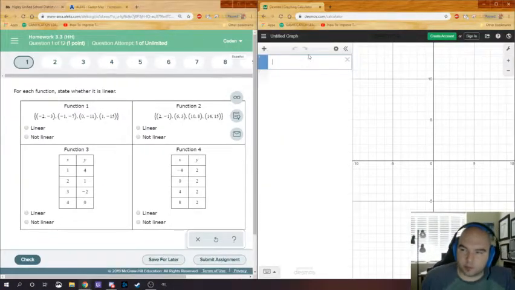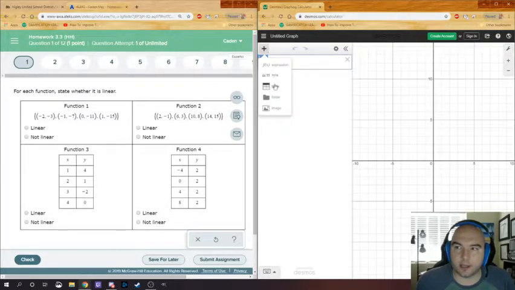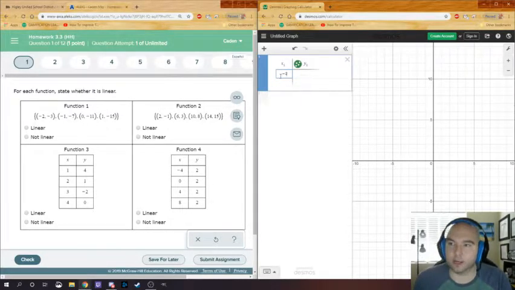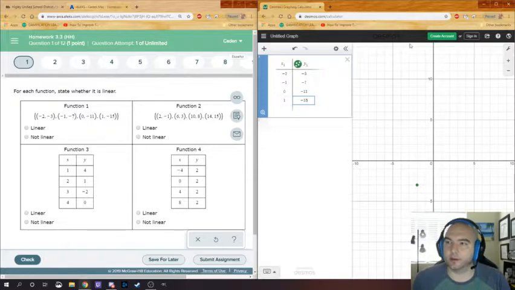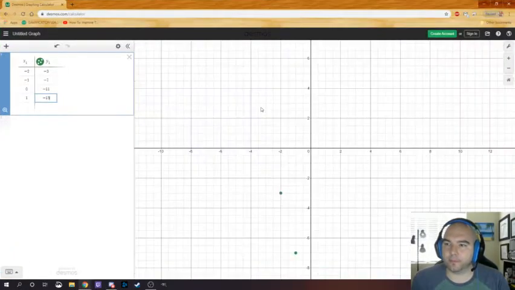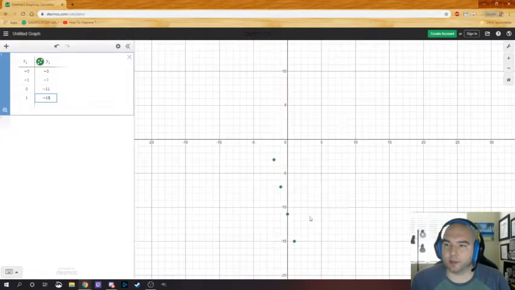On Desmos, if you want to make a table like these ones here, you simply click the plus sign and click on the word table. These points that are laid out horizontally here, you can turn those into a table. So -2, -3, -1, -7, 0, -11, 1, -15. Okay, then you want to observe the graph. Do they form a straight line?